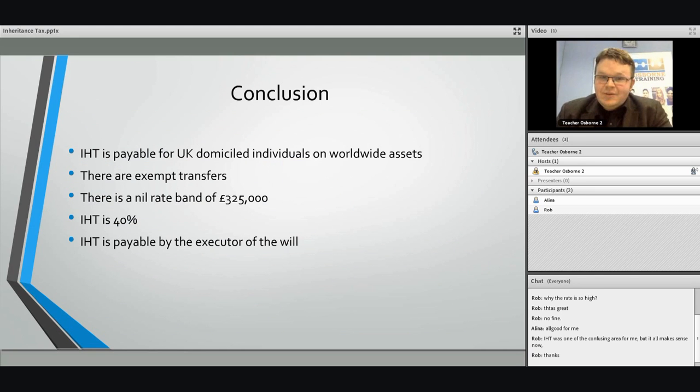But let's just review this module. The things you have to remember from this module is IHT is payable by UK domiciled individuals. If there are just residents, then they are only charged on their UK assets, not their overseas assets. We have to remember that there are exempt transfers. If you look at your course notes and your tutorial guides, you will see the list of all the exempt transfers, so you need to memorize those. It's very important that you do that.